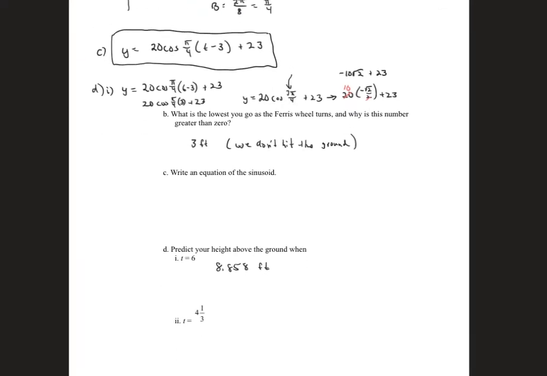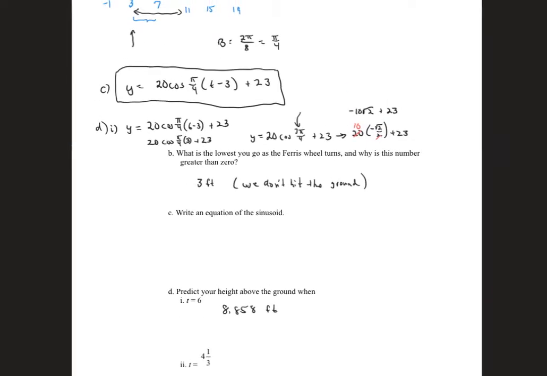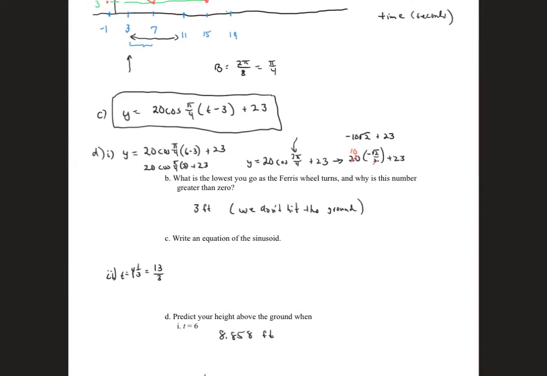And then we want to do it for 4 1/3. So I'm going to come down here where I have some space. So now t is equal to 4 1/3. That is the same thing as 13/3, I believe. So we're doing 4 1/3, yep. So we're going to get y, or the height, is 20 cosine of pi over 4 times, and if we subtract 3, which is 9/3, that's going to be 4/3, and then a plus 23.